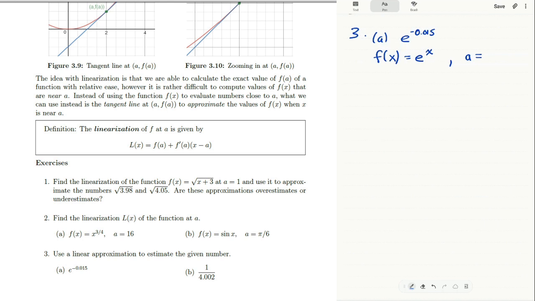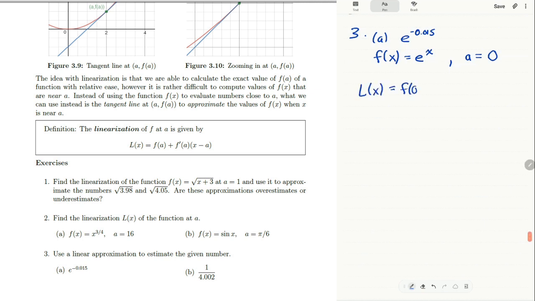And we also want to make sure that we can evaluate the function quite easily. So what value of a should we pick? Well, if we choose a to be 0, then I know that f of 0, which is e to the power of 0, is equal to 1. And so we should choose a to be equal to 0, since we can evaluate the function quite easily at this point, and it's very close to negative 0.015. So now we can find our linearization.